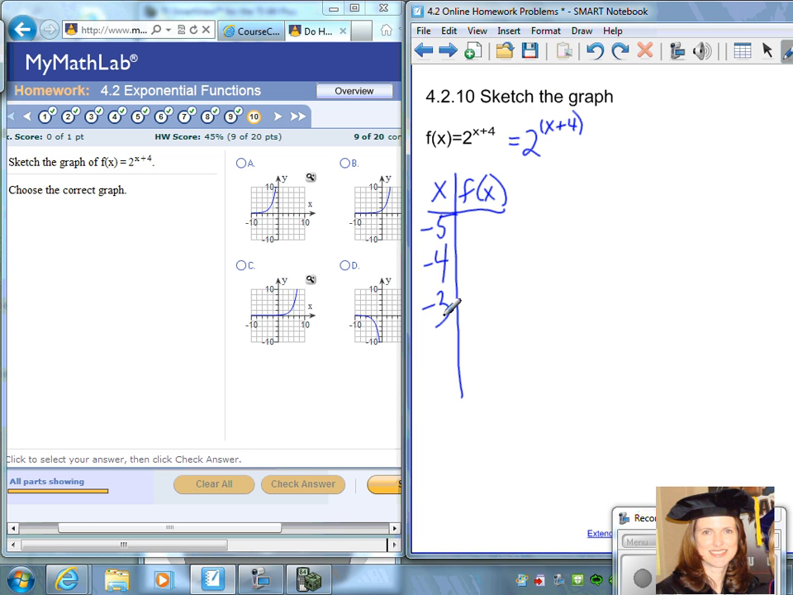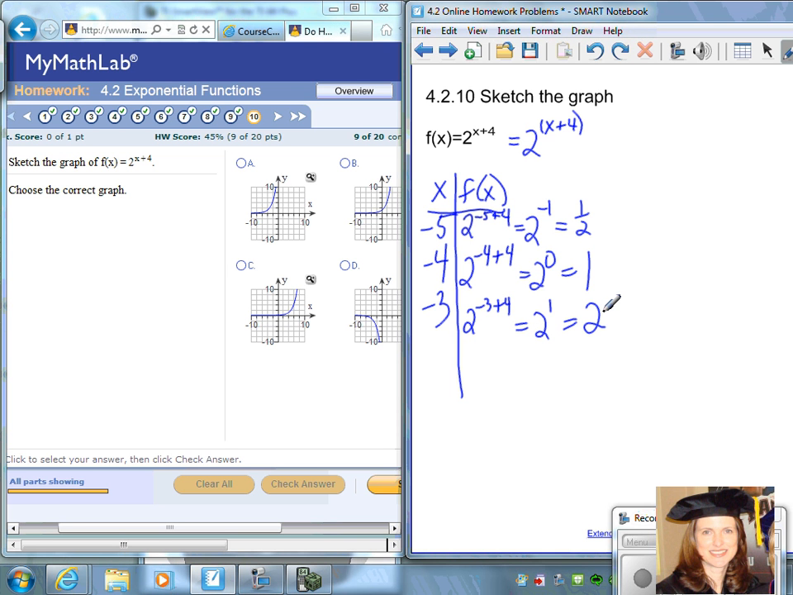Now, if you are just starting off with making a table of values, you may not get enough points to get a decent looking graph. So just expand your table, and get more points. So if you plug in -5, you get 2 to the -5 plus 4. Do the exponent first. That's 2 to the -1, which is 1/2. Plug in -4, 2 to the -4 plus 4. Do the whole exponent first to get 2 to the 0, which is 1. And then finally 2 to the -3 plus 4. Evaluate the exponent first to get 2 to the first power, which is equal to 2.